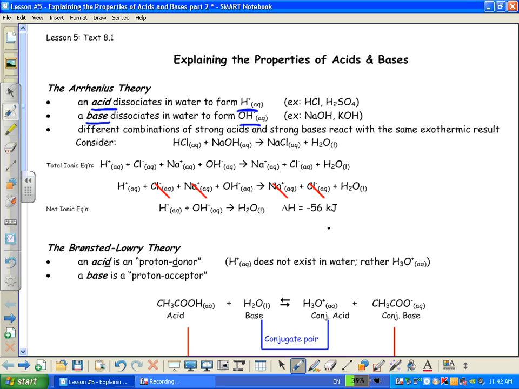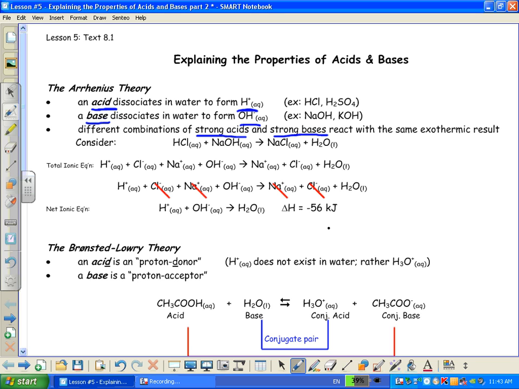Different combinations of strong acids, and we're only focusing on strong acids and strong bases right now, will always react with the same exothermic result. So let's look at an example here. If we took hydrochloric acid and mixed that with sodium hydroxide, our products would be sodium chloride, which we all know is salt, and our other product would be water.